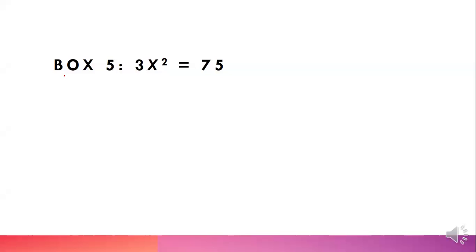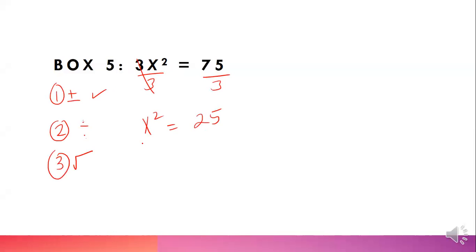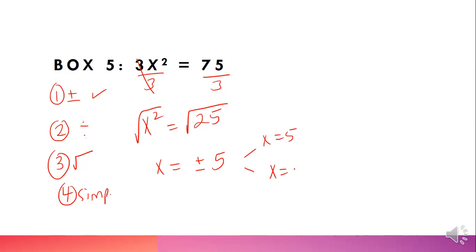All right, let's check yourselves. Here we go. So step 1 says to add or subtract. Is there anything to add or subtract? No, we're good. Step 2 says to divide, so I'm dividing both sides by 3. We're left with x squared equals 25. Step 3 says to take the square root. Step 4 says to simplify, and we get x equals plus or minus 5. So x equals 5, x equals negative 5.